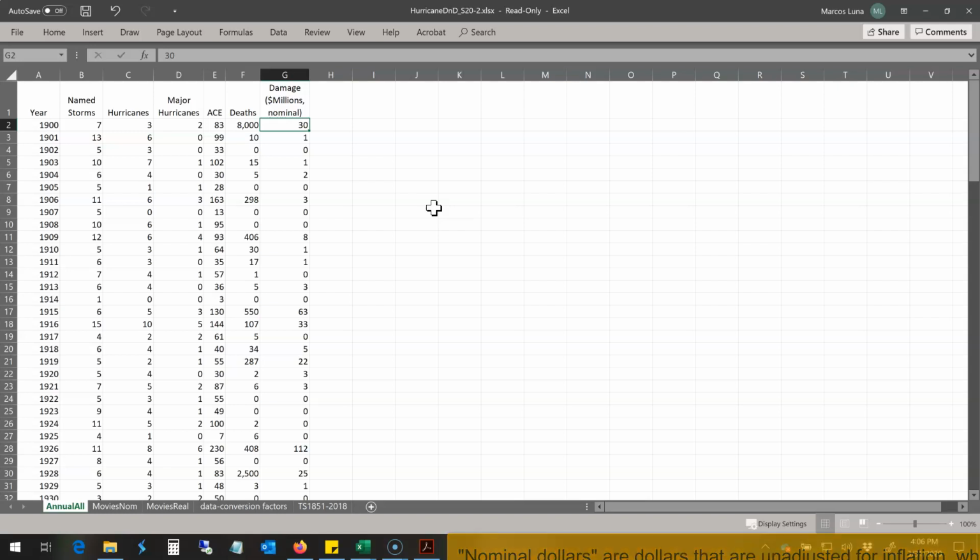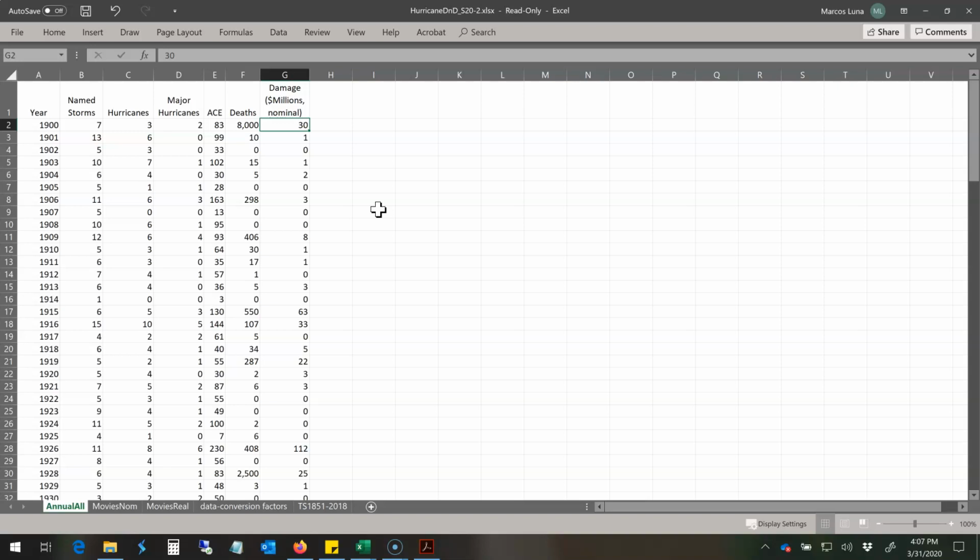So in 1900, there were a lot of deaths. There was a particularly bad hurricane that happened in Galveston, Texas, which killed a lot of people, and it leveled the entire town at the time. And it was estimated that it cost about $30 million in damages. Now, that doesn't mean that that's how much it really costs, because we know that the value of a dollar goes down over time. We call that inflation.